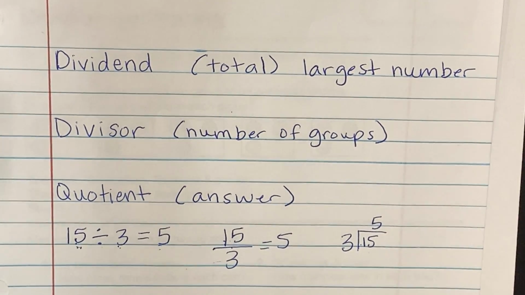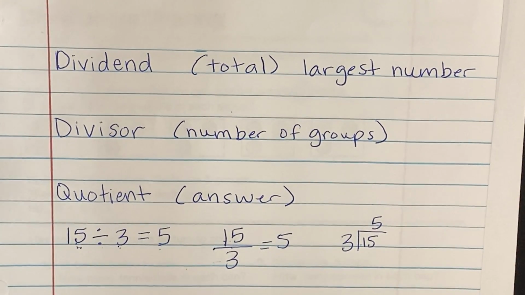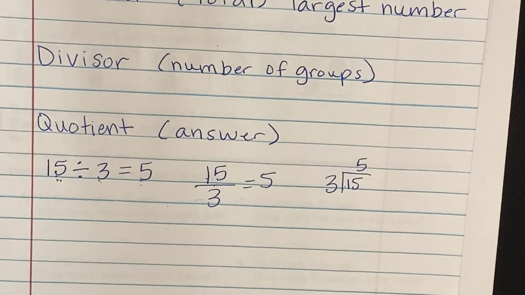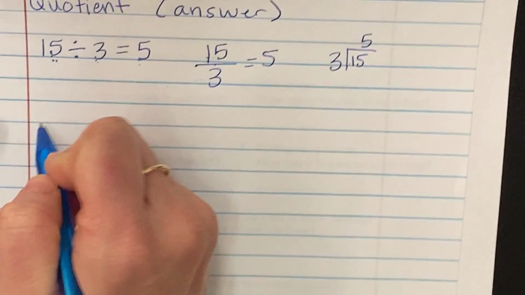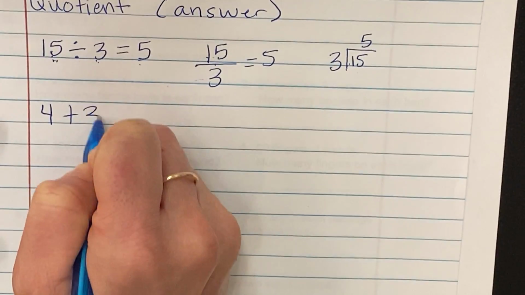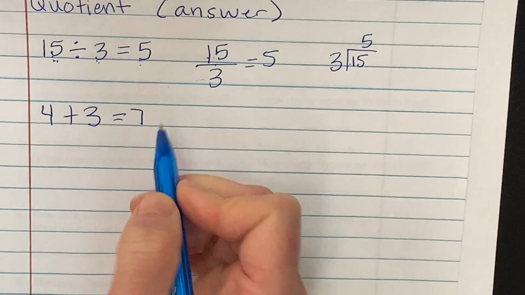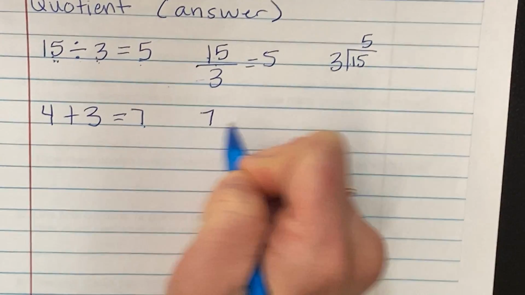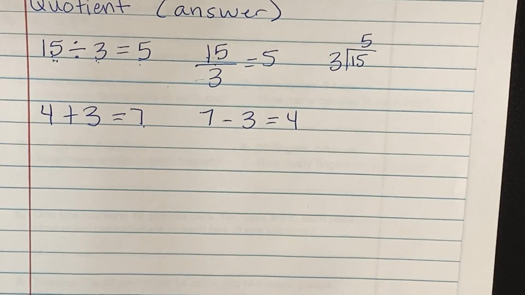Okay, so division is basically the opposite of multiplication, just like subtraction is the opposite of addition. Let me show you what I mean. So for example, if I was going to add 4 plus 3 to equal 7, the opposite would be subtracting. So I can take that 7 and subtract 3 to get 4. Division and multiplication are the same.